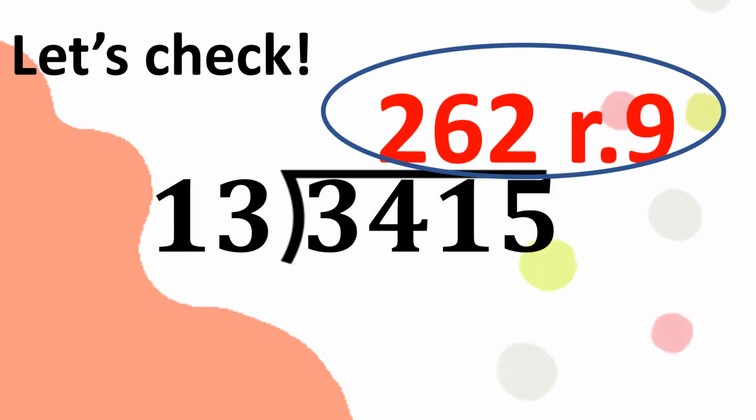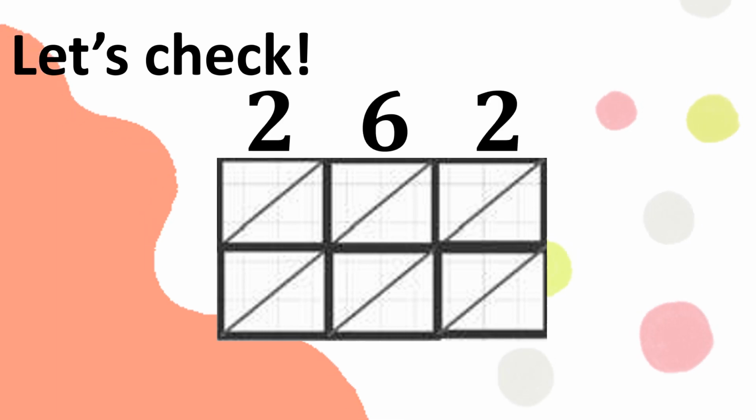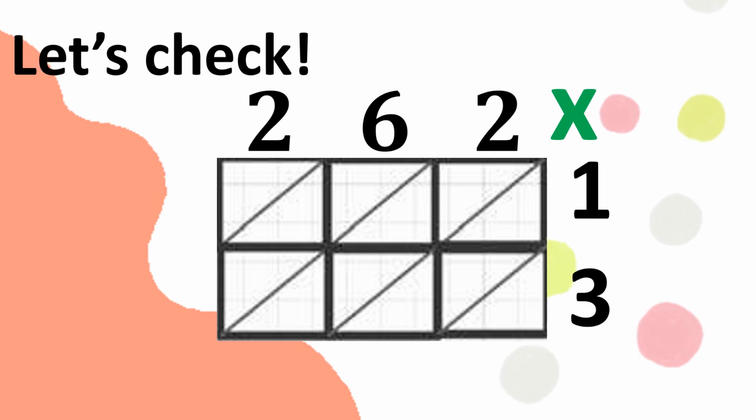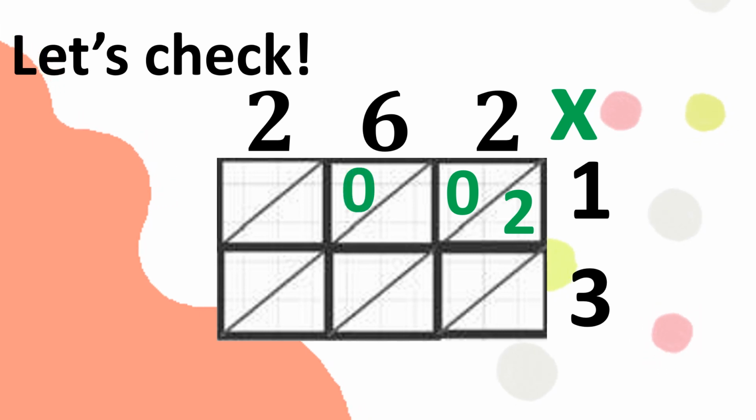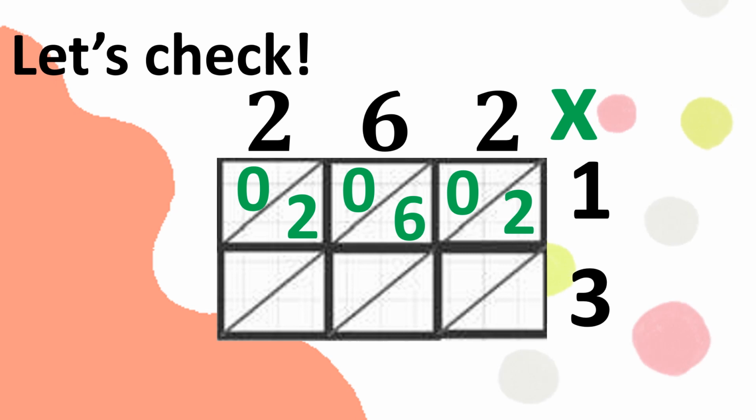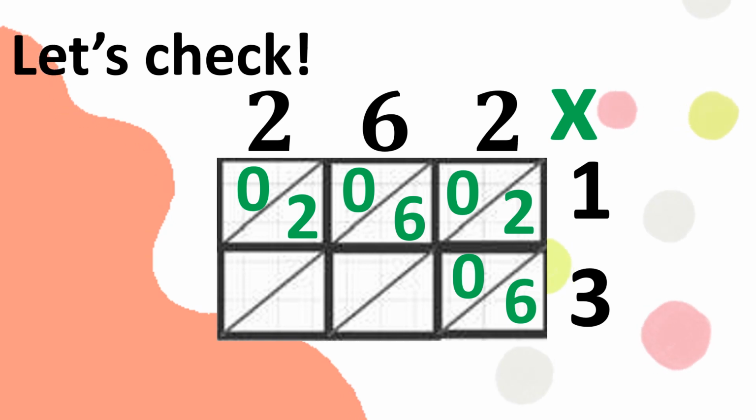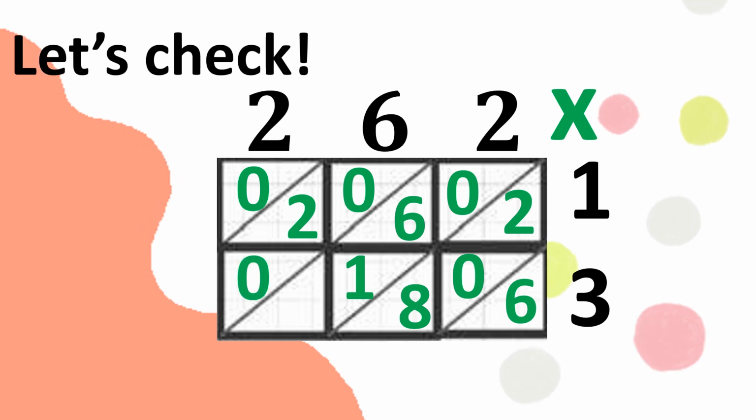Okay, class. Let us check if our answer in the quotient is correct. So, we divide 3,415 by 13, and our answer is 262 remainder 9. Let me check. In checking, we do the lattice method of multiplication. So, 262 times 13. 1 times 2 is 0, 2 or 2. 1 times 6 is 0, 6 or 6. And 1 times 2 is 0, 2 or 2. Now, let us find the product of 3 times 2. 3 times 2 is 0, 6 or 6. And 6 times 3 is 18, so 1, 8. And then 2 times 3 is 6.